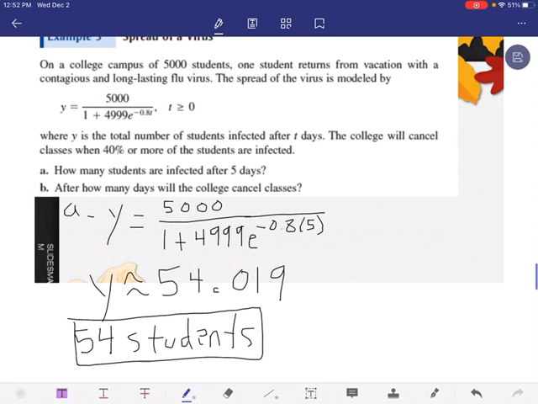So then part B asks us, after how many days will the college cancel classes? So notice that it says the college will cancel classes when 40% or more of the students are infected. So we know that we're going to be plugging in something for y this time and solving for t. But be careful, because we're not going to plug in 40. We want to plug in 40% of our total population, which is 5,000. So 40% of 5,000 is going to be 2,000.